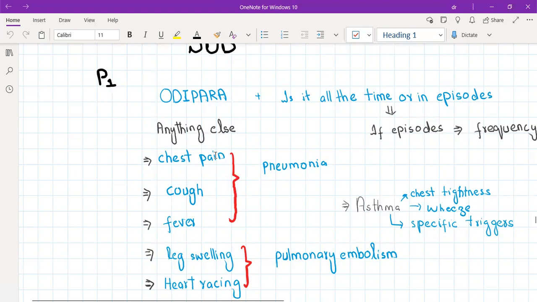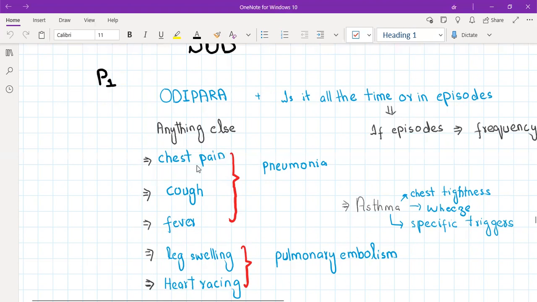Even when a patient presents with chest pain, just replace the chest pain with shortness of breath. So whenever a patient presents with chest pain, then you need to ask about any shortness of breath, cough, fever, leg swelling, and heart racing. Whenever a patient presents with shortness of breath, then you need to ask any chest pain, any cough, any fever, any leg swelling, any heart racing.